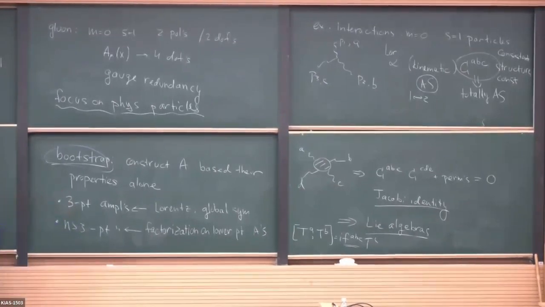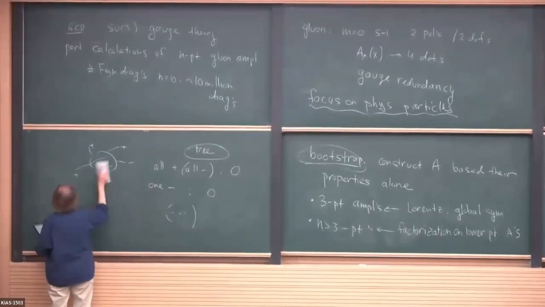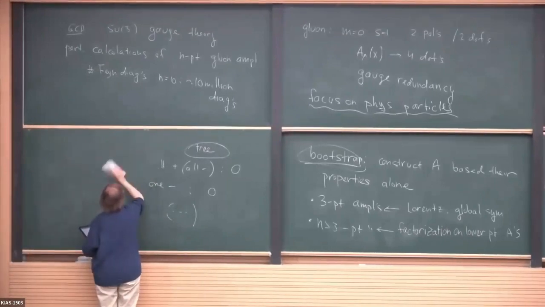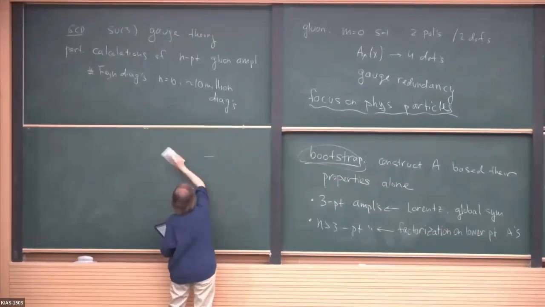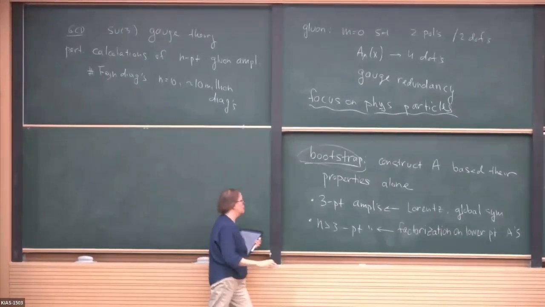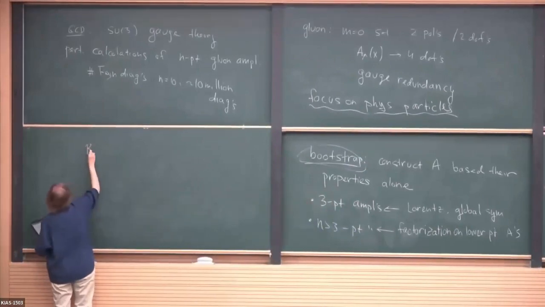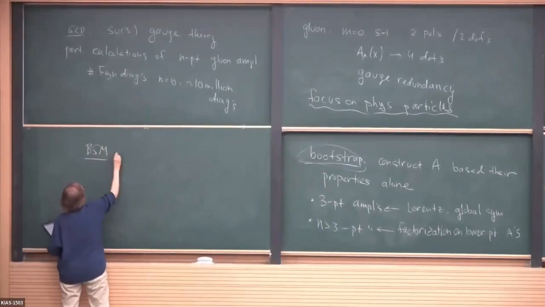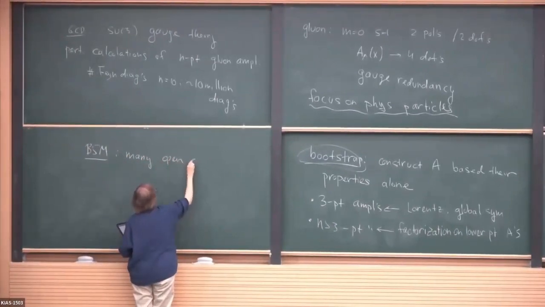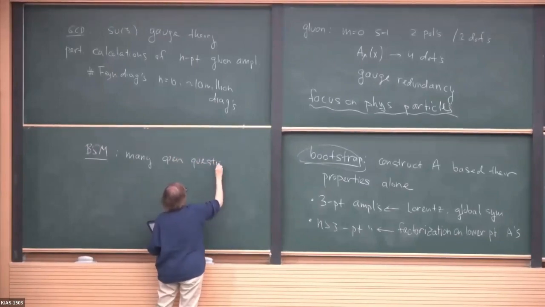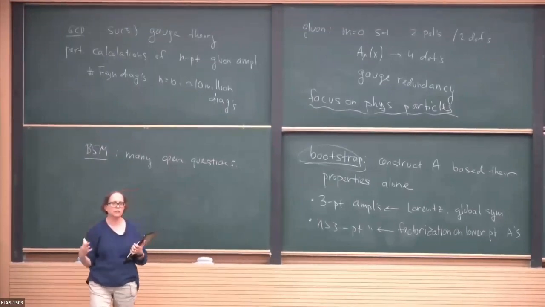Okay, so I want to go back to our motivation, which was, we said I want to ultimately apply this to thinking about beyond the standard model. So when we talk about BSM, there are of course many open questions. Some of these questions are more empirical, and some of these questions are more theoretical.